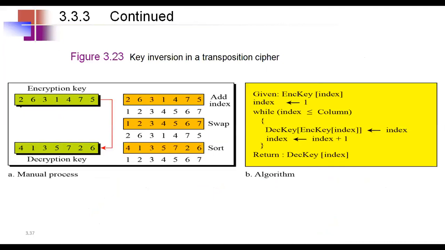So assume this is the encryption key. Now write down their positions, add the index, then swap the indexes and the values. That means values come to here, indexes come to the table. Okay. Then sort these values.